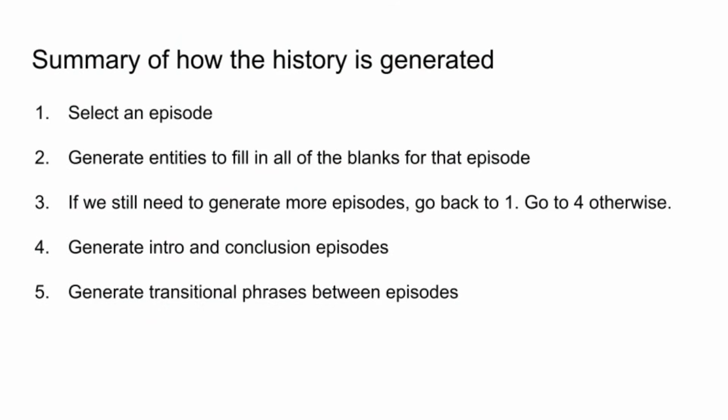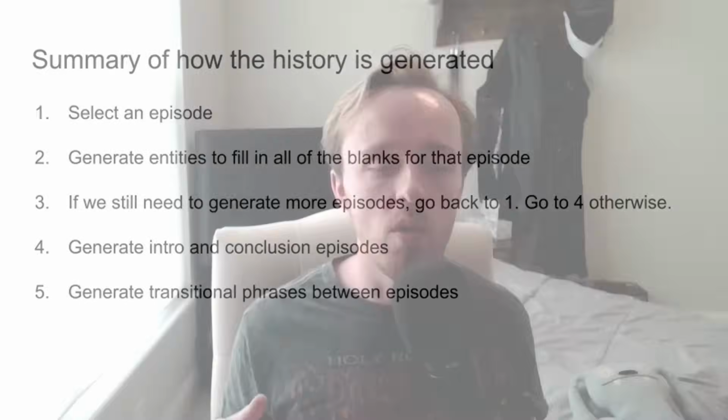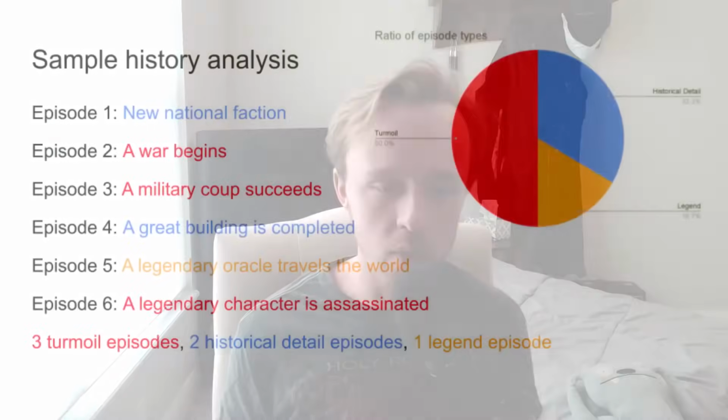So once we fill in all the blanks for an episode of history by generating things to exist in the game world, one by one, episode by episode as we generate our history, we go on to the next episode, and then once we're done with all the episodes, that's it. Once we have a complete series of episodes that have been selected and have had their blanks filled in, which in our case, like a sample size history, we're going to say is 6 episodes, we perform an analysis on our generated history to see what types of things we generated.